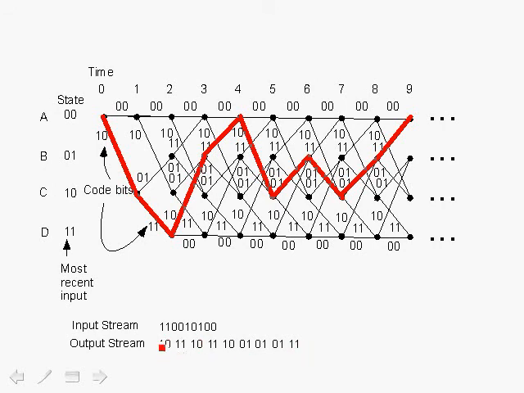It's that simple. So we've shown that through the trellis diagram it's very easy to come up with a path given the input, what path is taken through the trellis diagram, and then by reading off the labels on the branches, we can actually obtain the output stream given an input stream.